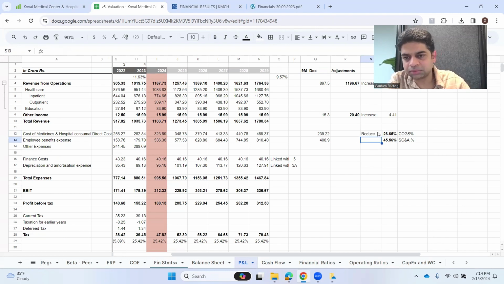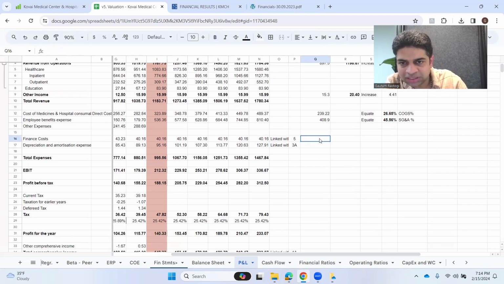We'll reduce our cost. These are just notes to myself. I'll replace our assumed COGS percentage with this, and I'll replace our assumed SG&A percentage with this. So that's what I'm going to do.